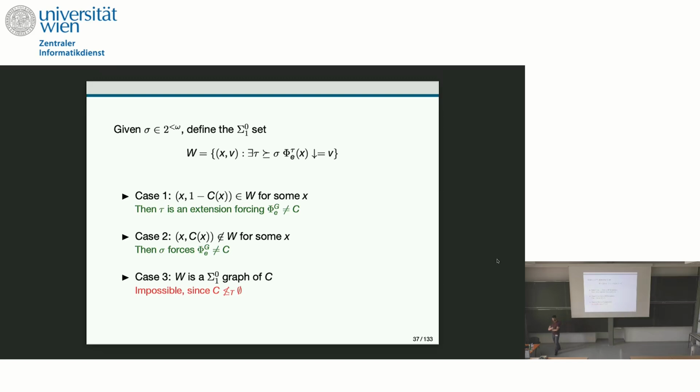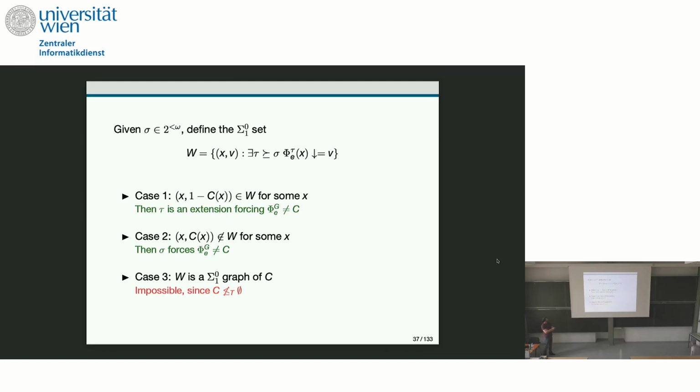The first case is that there exists an input and a wrong value which belongs to this set, which means that there exists an input so that we can find an extension which makes you halt and diagonalize against C. If we are in case 1, then you just take the tau which witnesses the fact that you belong to W, and you have an extension which forces this inequality, forcing in the strong sense that I mentioned. So in particular, tau belongs to this dense set, to D.